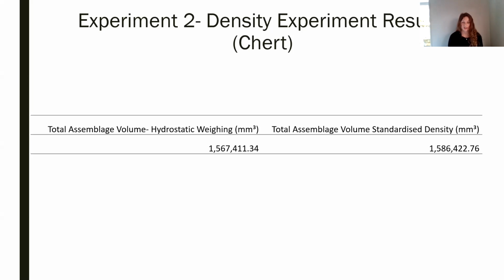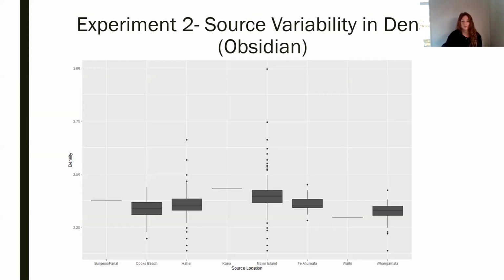While this may seem like a large difference, if we treat the volume calculated using hydrostatic weighing as an accurate modeled assemblage volume and the standardized density as the total assemblage volume, this provides a volume ratio of 1, meaning all material is present and the total assemblage volume is being accurately measured. This shows that despite the differences in total assemblage volume, this still provides an accurate volume ratio.